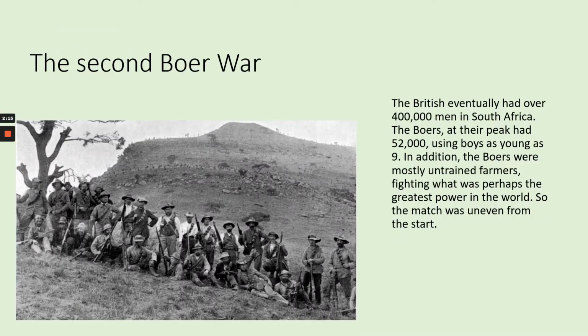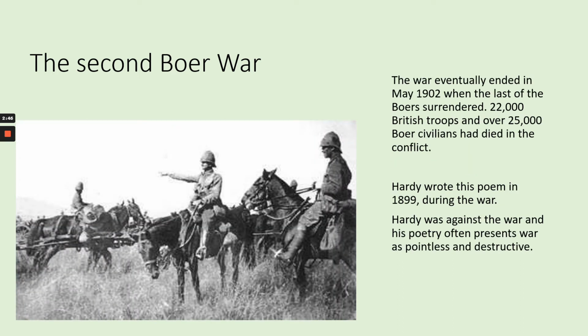The British eventually had over 400,000 men in South Africa fighting for these gold reserves that they wanted. The Boers at their peak had 52,000, so at the most they had 52,000, and they were using boys as young as 9 to help them fight. In addition to that, the Boers were mostly untrained farmers fighting what was perhaps the greatest power in the world. So if you think about the size difference between these two, the match was very uneven from the beginning. The war eventually ended in May 1902 when the last of the Boers surrendered. 22,000 British troops and 25,000 Boer civilians had died in this conflict.